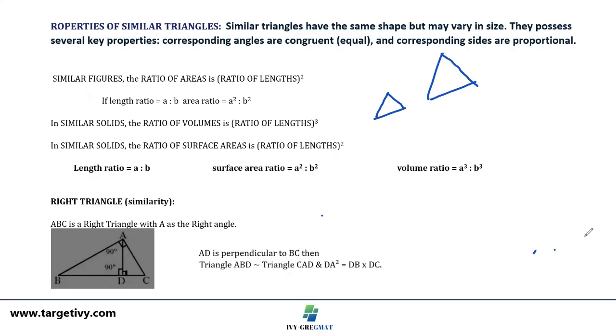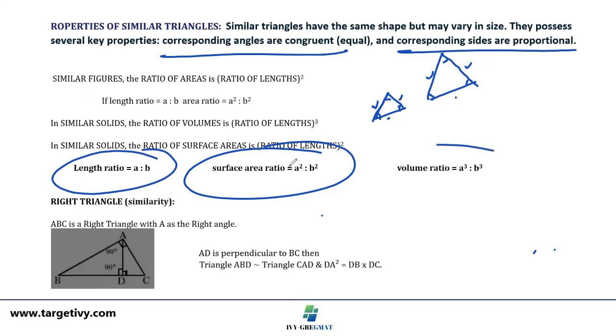How come? Because their corresponding angles are congruent or equal. This angle and this angle may be equal, this angle and this angle may be equal, and this side and this side, this one and this one, may be in proportion. So the corresponding angles are congruent or equal, and corresponding sides are proportional. What is required here is the ratio of the lengths.